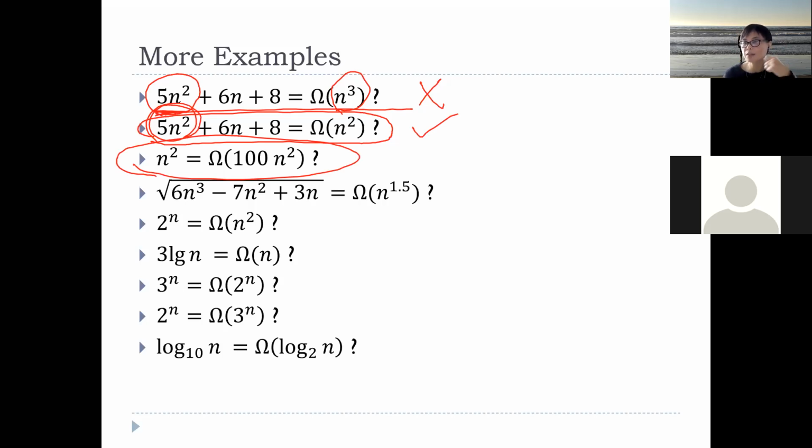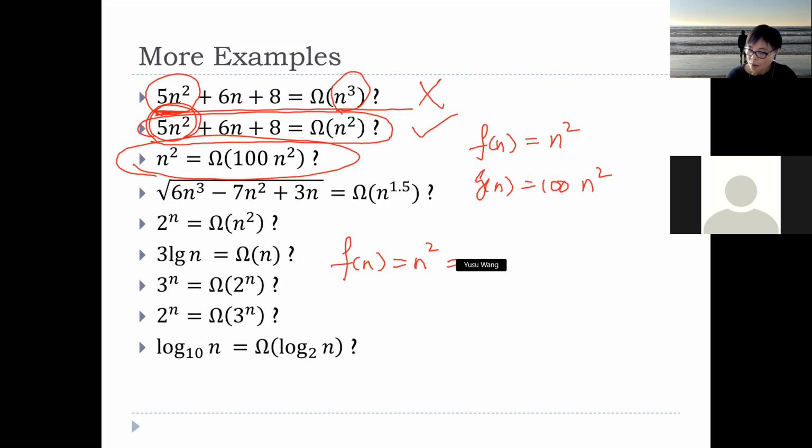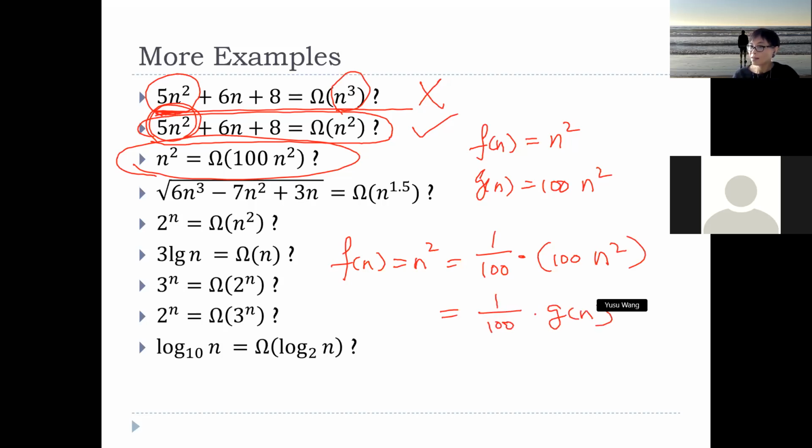Is the third relation true? Again, I'm using this example to show the same issue of a constant. So in this case, f(n) is n squared, and g(n) is 100 times n squared. So we have that f(n) equals 1 over 100 times 100 n squared, which is 1 over 100 times g(n). Okay, so 1 over 100 is smaller than 1. But we never said the constant cannot be smaller than 1. We just said that it has to be a positive constant.